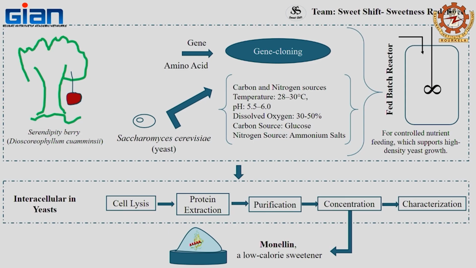Then when we did the gene cloning with respect to this gene and this yeast, these are the operating temperatures and parameters, the functioning parameters that we can give, like the carbon sources. The temperature can be 28 to 30 degrees centigrade, the pH we can maintain at 5.5 to 6, and the dissolved oxygen should not cross more than 50, so I gave 30 to 50. The carbon source is glucose and the nitrogen source is amino acid. I gave all these as an outline, because I didn't go into depth.